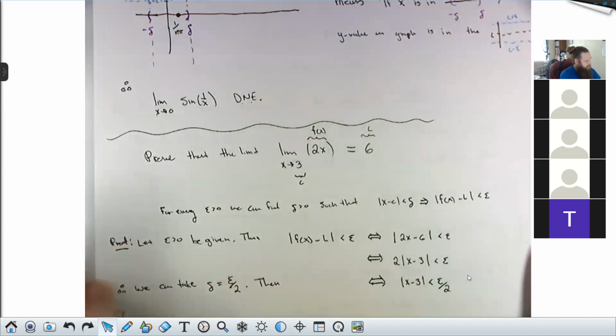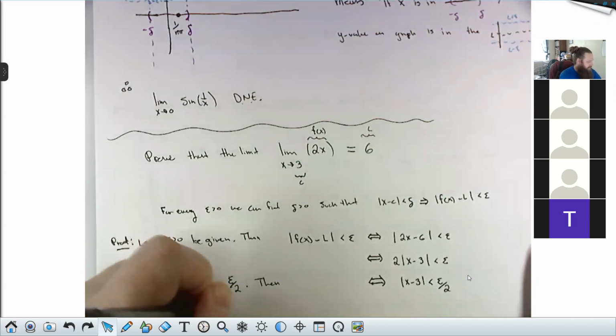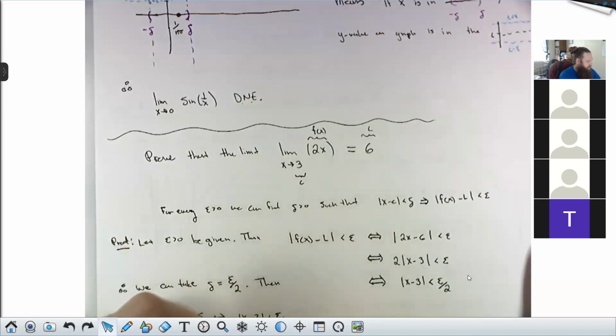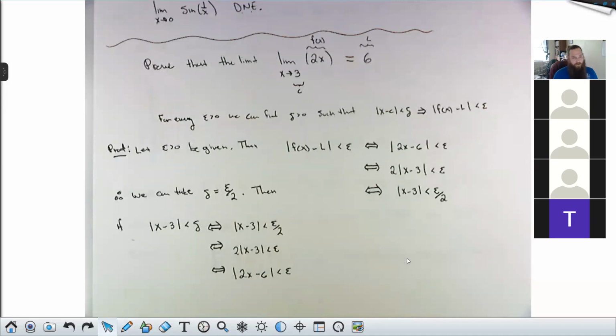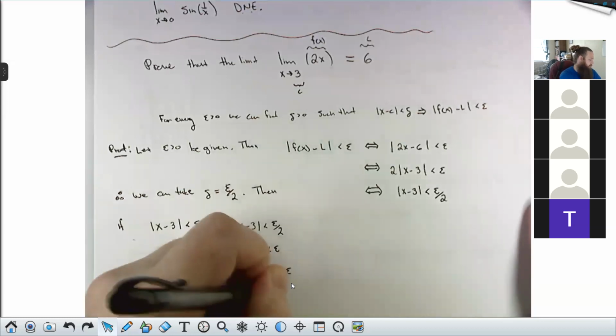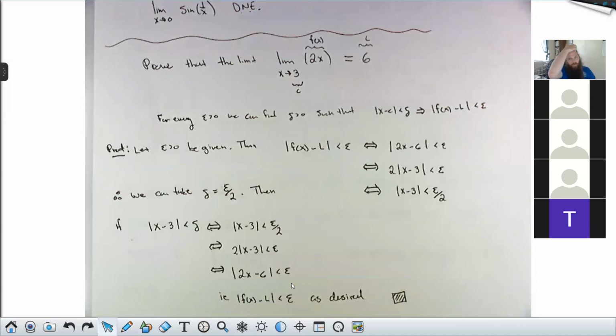Then, if the absolute value of x minus 3 is less than delta, that's the same as saying absolute x minus 3 is less than epsilon over 2, which is the same as saying 2 abs x minus 3 is less than epsilon, which is the same as saying abs 2x minus 6 is less than epsilon. So anytime your absolute value of x minus 3 is less than this particular choice of delta, and delta is allowed to depend on epsilon, you are guaranteed that the absolute value of 2x minus 6 is less than epsilon. Not bad at all, right? The absolute value of f of x minus L is less than epsilon, as desired. And that's the proof. So in the positive case, this is what it looks like.